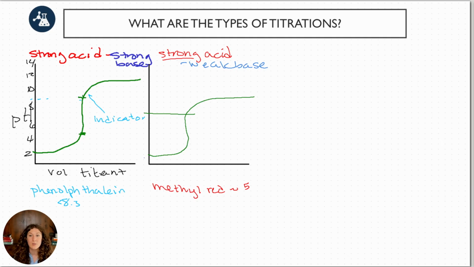Now, one note here, as we're talking, when I'm using these numbers like 8.3 and 8.5, what they're actually referring to is these indicators' pKa.